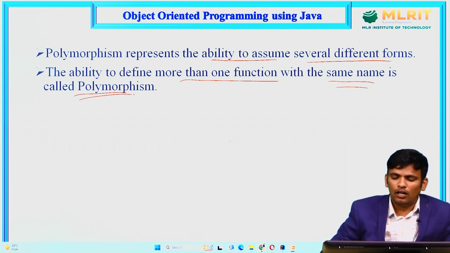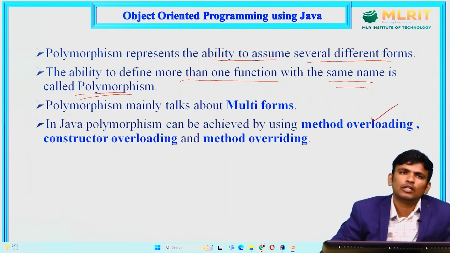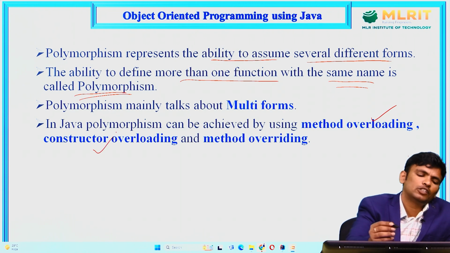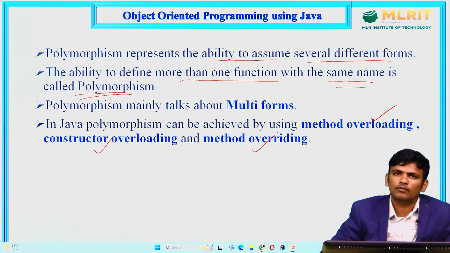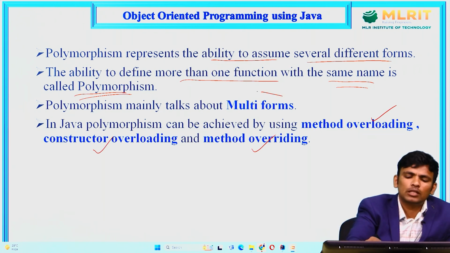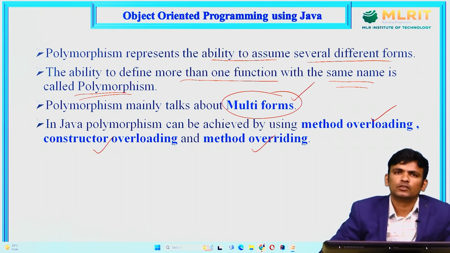Actually, in Java we can achieve polymorphism in different ways: by using method overloading, by constructor overloading, and by method overriding. So, polymorphism can be achieved in different ways, like method overloading, constructor overloading, and method overriding. And polymorphism mainly talks about the multiple forms.